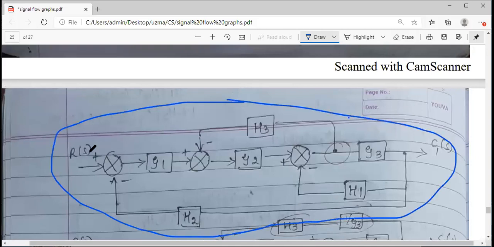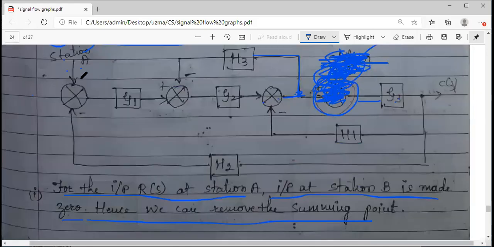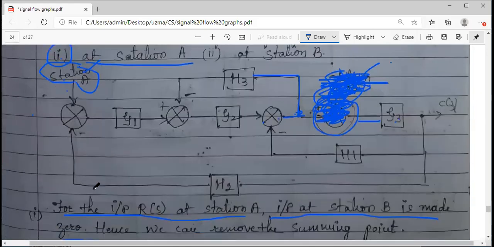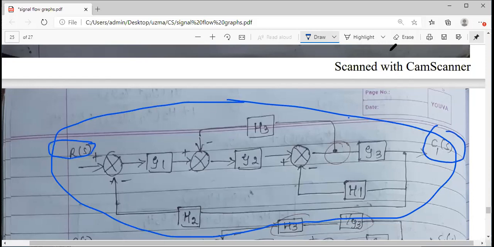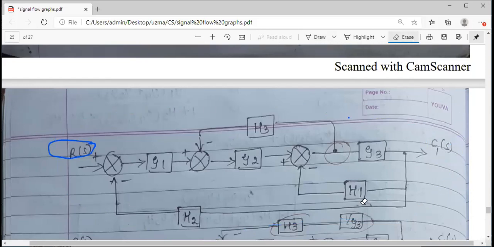Since we have two sub questions here, instead of taking simply C of S, I am considering C1 and C2, two different outputs. So this is your first block diagram. You have to reduce this. Instead of station A, I have taken R of S, the application of the input at station A. Now let's go for solving this, reducing this block diagram.